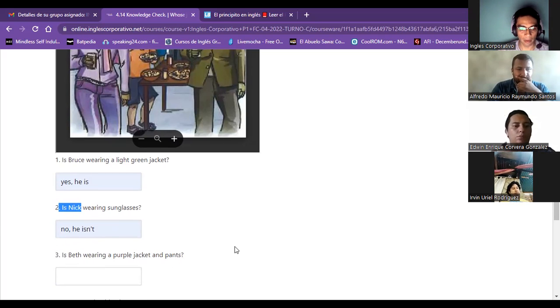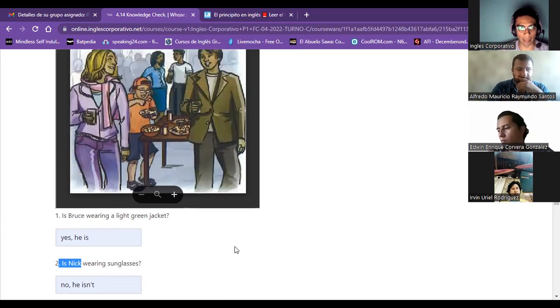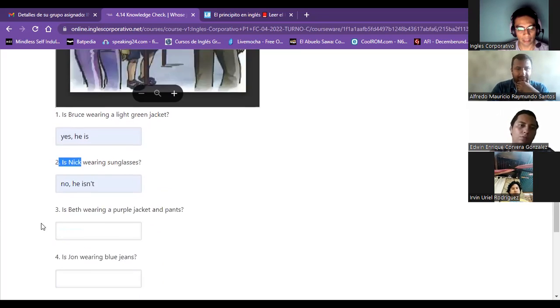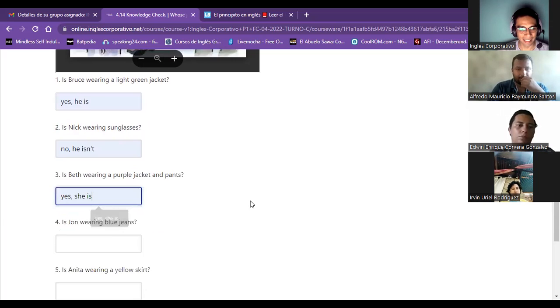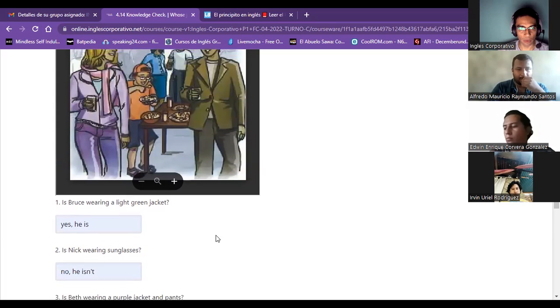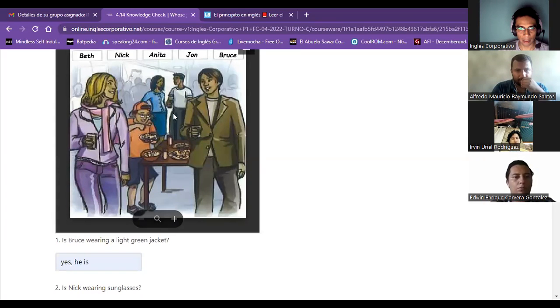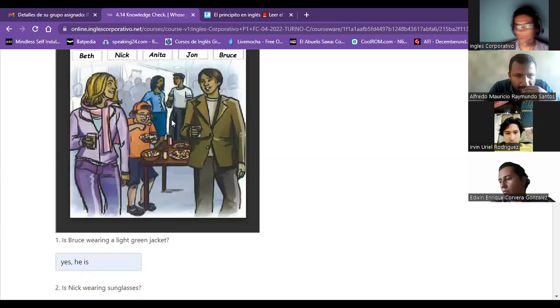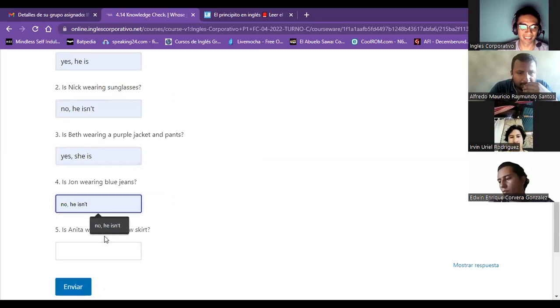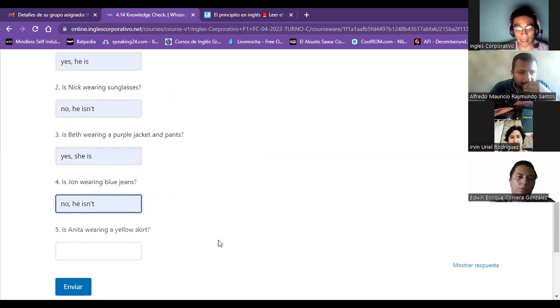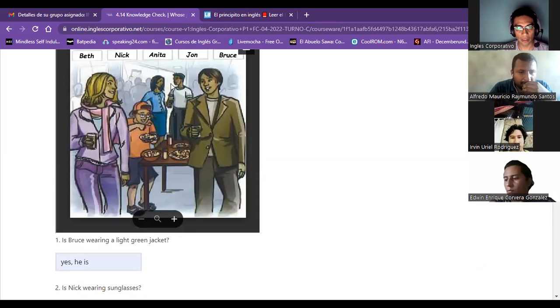Excelente. Is Beth wearing purple jacket and pants? Yes, she is. Nice. Is John wearing blue jeans? No, he is not. Is Anita wearing a yellow shirt? No, she is not.